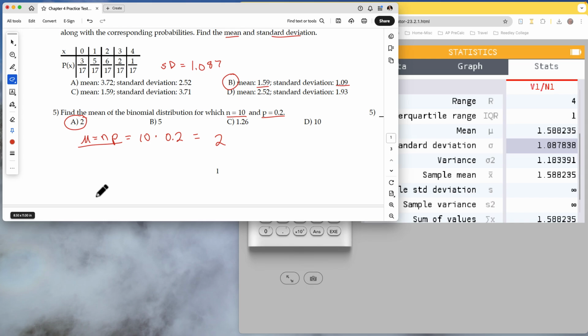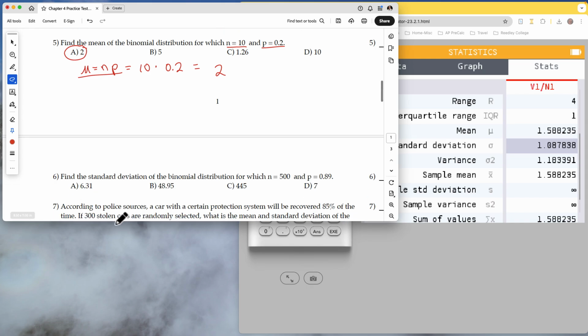It's right there. Again, an important formula to have in your notes that you get to use while you're taking the exam. All right. Find the standard deviation of the binomial distribution for which n equals 500 and p equals 0.89. Now the standard deviation also has a formula. Again, I'll just emphasize that the mean is n times p, but this one they just want the standard deviation. That is the square root of n times p times q. What is q? Remember, q is the probability of a failure, so you can always get q by taking 1 minus p.